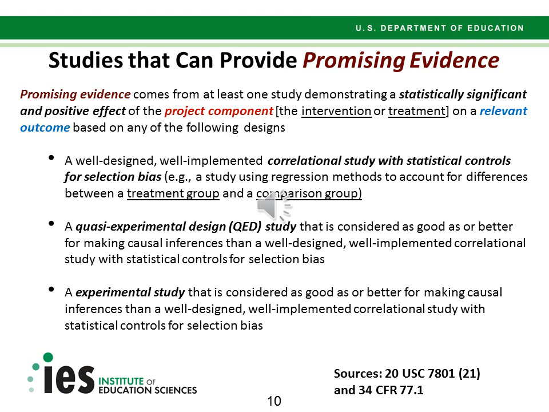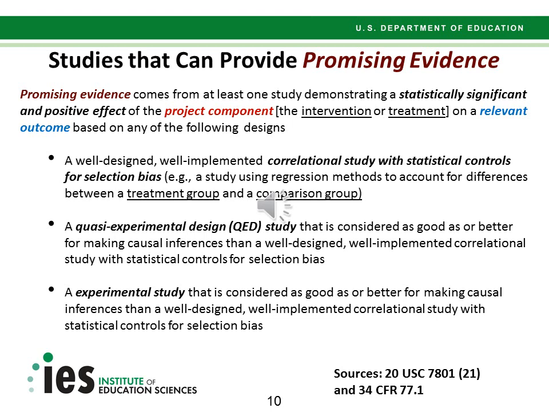Second, to provide promising evidence, the study must be either a well-designed and well-implemented correlational study with statistical controls for selection bias, or a quasi-experimental design study or experimental study that is considered as good as or better for causal inferences than a well-designed, well-implemented correlational study with statistical controls for selection bias. An example of such a correlational study would be a study using regression methods to account for differences between a treatment group and a comparison group.